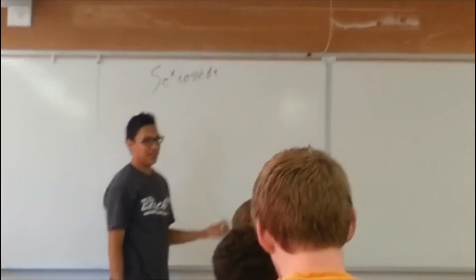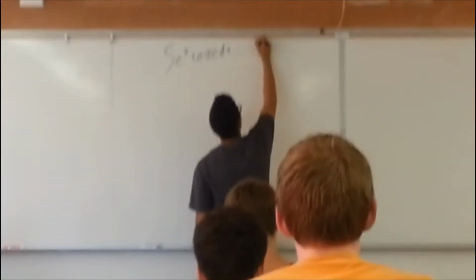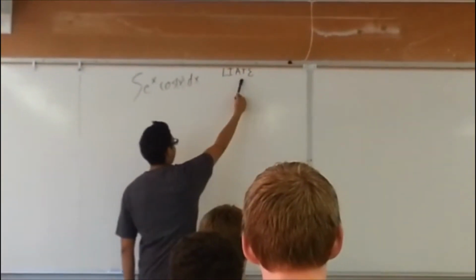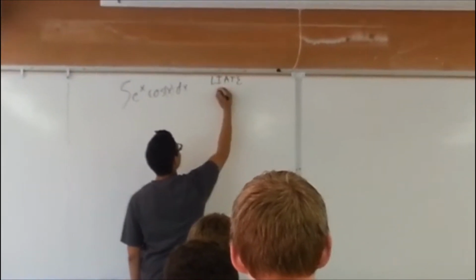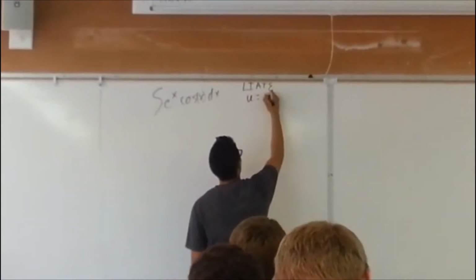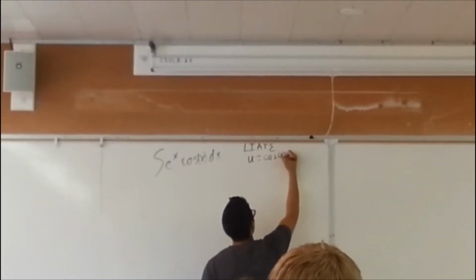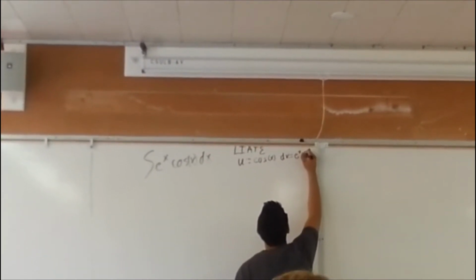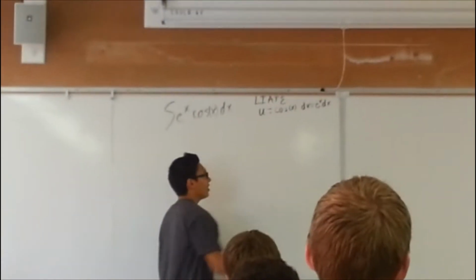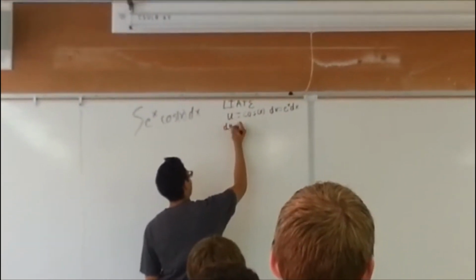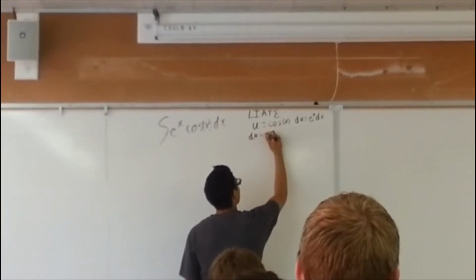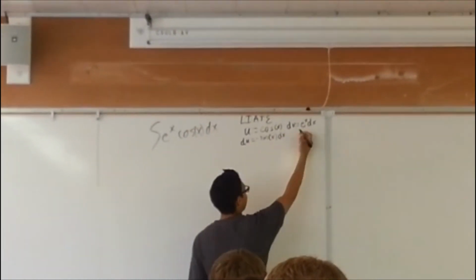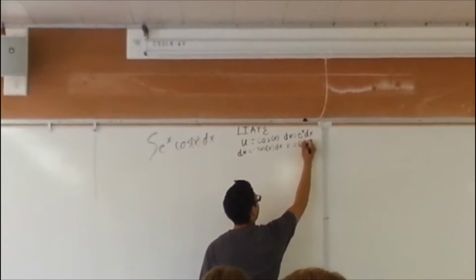So to set up the integration by parts, you remember that trig comes before exponential function, so make u equal to cosine x and dv equal to e to the x dx. Then when you take the derivative, you get negative sine x dx, and when you take the integral, you get e to the x.